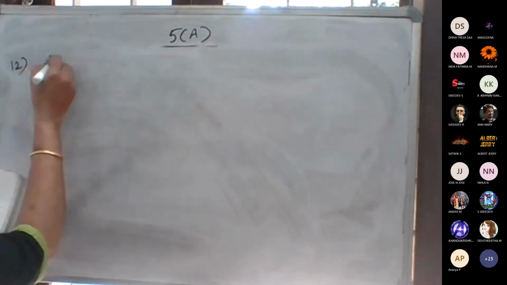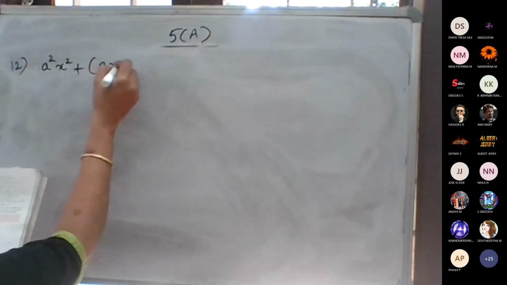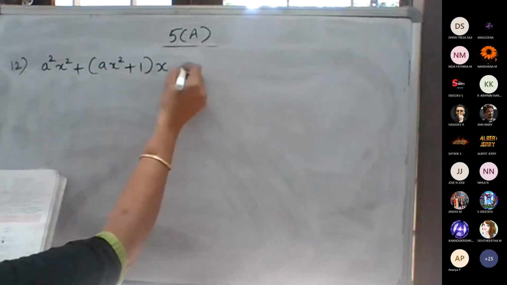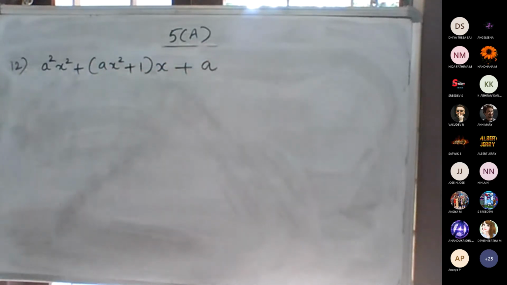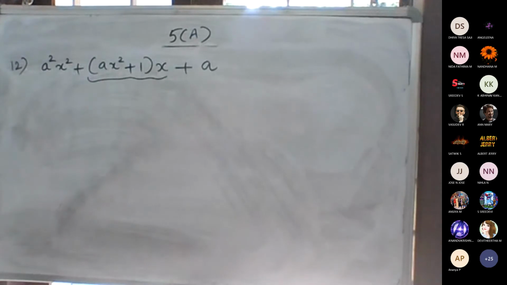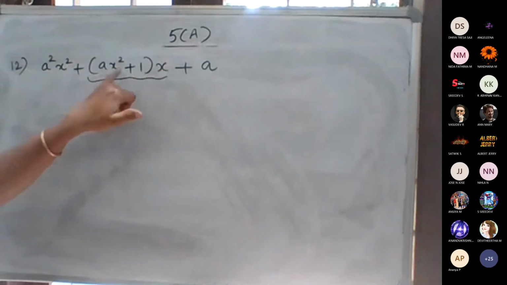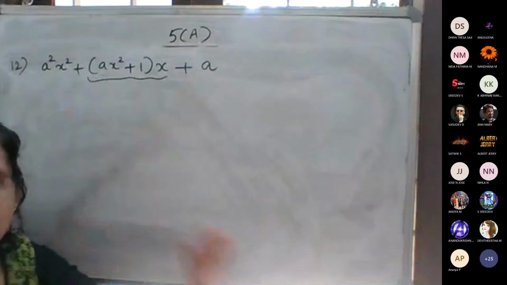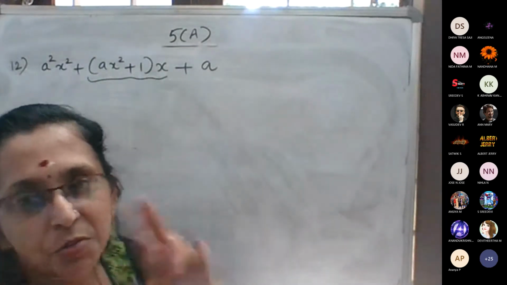a square x square plus a x square plus 1 into x plus a. So don't try to change the bracket. Before changing the bracket, just think of the remaining two. x is common for both a x square and 1. That means they are friends. x and a x square plus 1 are friends. Already they were friends. Then the remaining two are there.